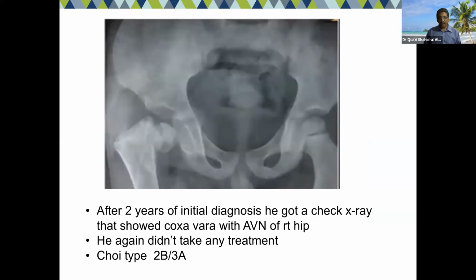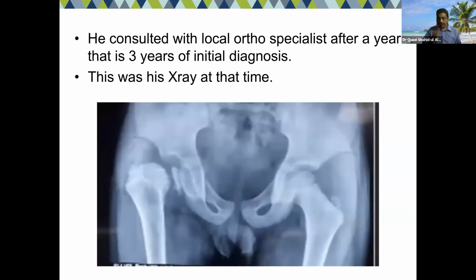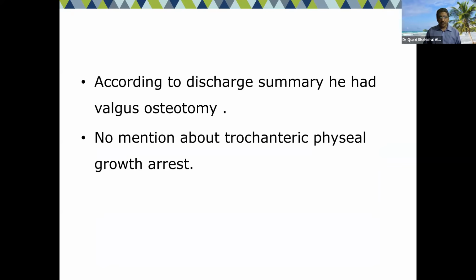After a year, when he was 7 years of age, he visited a local orthopedic specialist. That is 3 years after the initial diagnosis. And this was the X-ray at that time. As you can see, the coxa vara is now more evident with the appearance of a pseudoarthrosis. According to the discharge summary, the orthopedic surgeon did the valgus osteotomy, but he did not mention anything in the discharge summary about whether trochanteric epiphysiodesis was done or not. So we could not guess what was actually done for that patient.